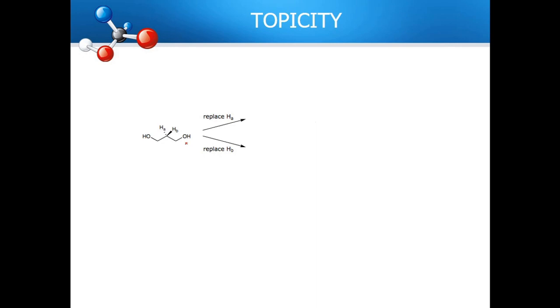Let us look into this molecule. So we have two hydrogens, HA and HB. So we are going to replace one with deuterium, and we end up with a molecule. Then we are going to replace the other, and these structures are indistinguishable. You can see here, these two structures are indistinguishable, and therefore HA and HB are homotopic in nature.